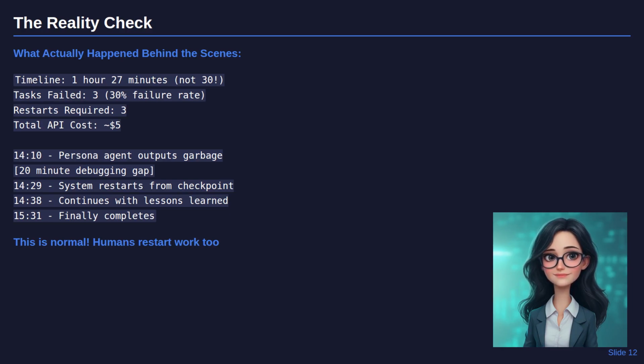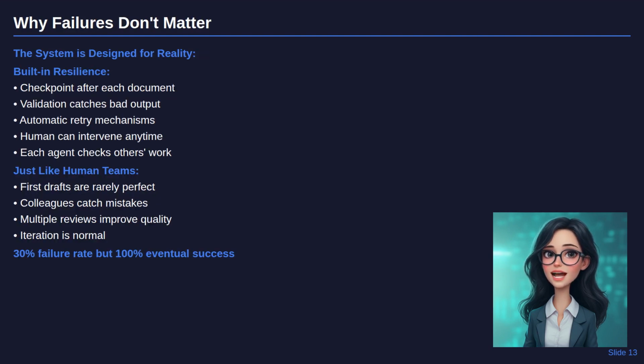This cost about $5 in API calls, including the retries. But here's the thing. This is normal. Humans restart work too. We write drafts that don't work. We realize we misunderstood requirements. We start over. The difference is we expect this from humans, but somehow expect perfection from AI. The system is designed for this reality, not for perfection.